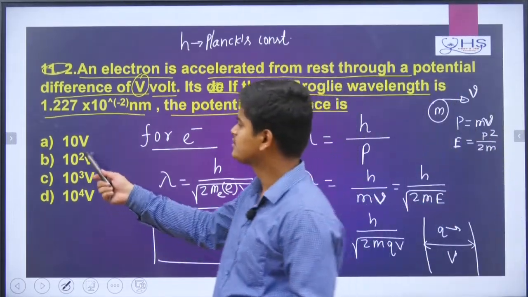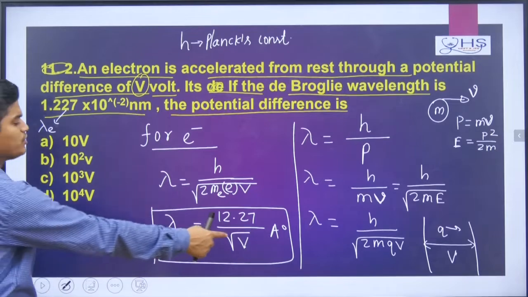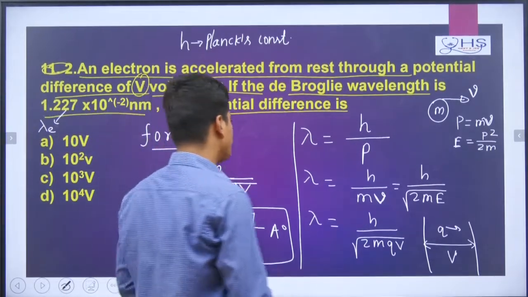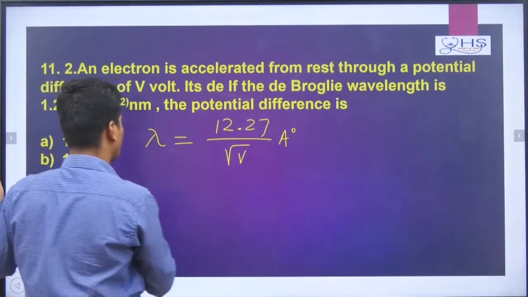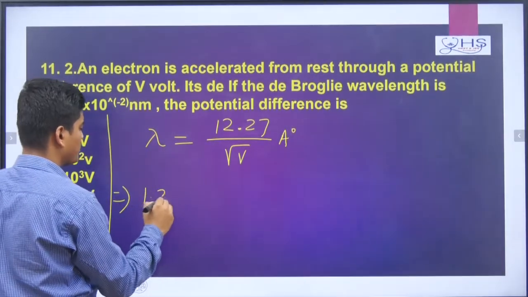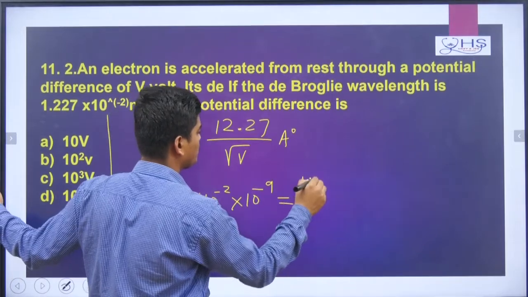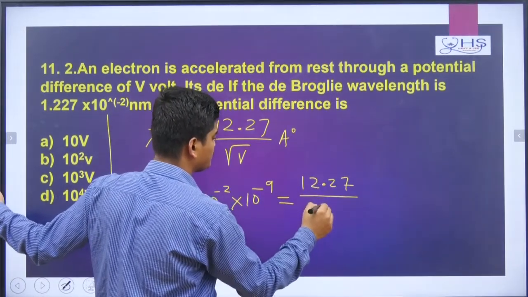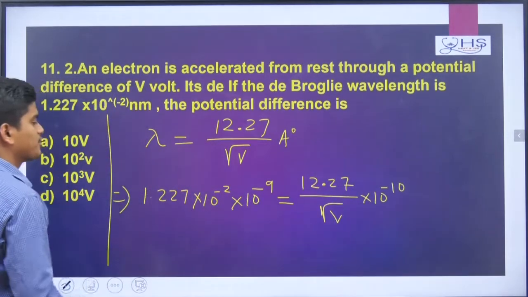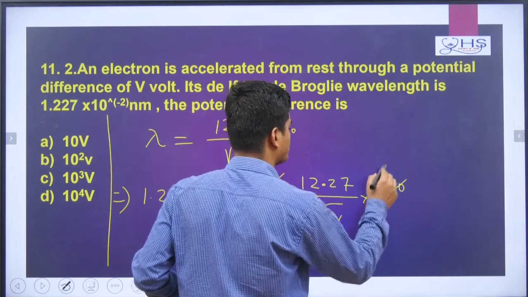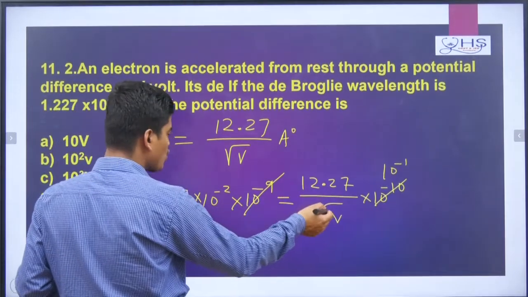Now see, they are asking for V, the potential, and this wavelength is already given for the electron. In this formula we need to substitute it and get root V. So let me substitute: 12.27 by root V angstrom. In place of lambda I substitute 1.227 × 10^-2 × 10^-9, which equals 12.27 divided by root V × 10^-10, because 1 angstrom is 10^-10 meter. Here 10^-9 over 10^-10 gives 10^-1.